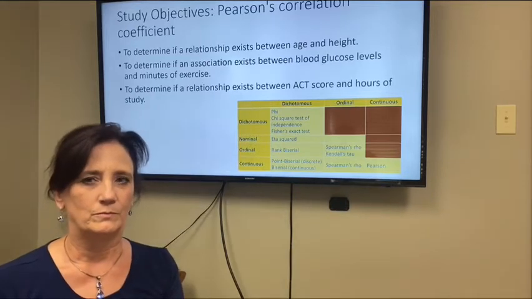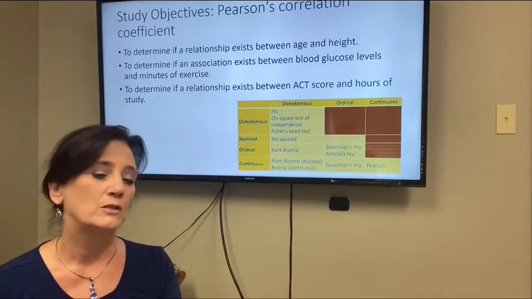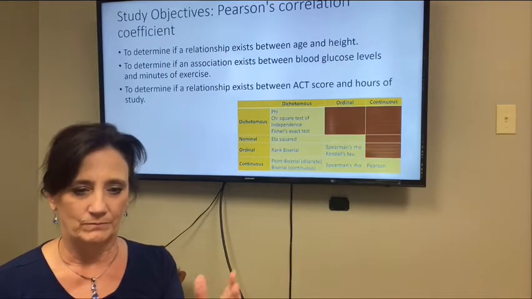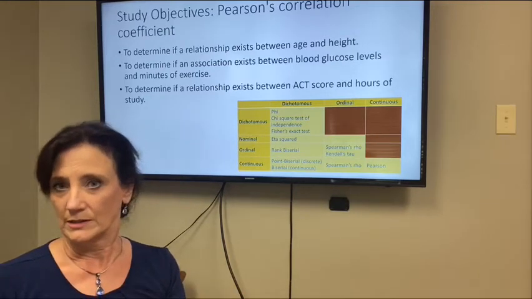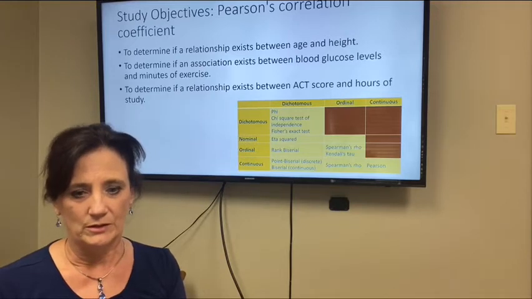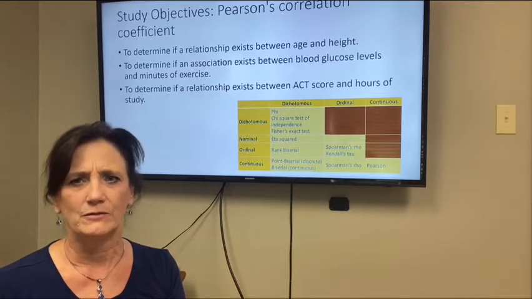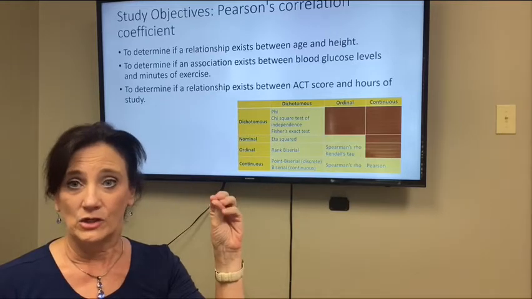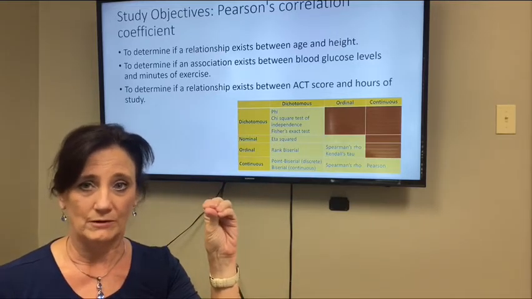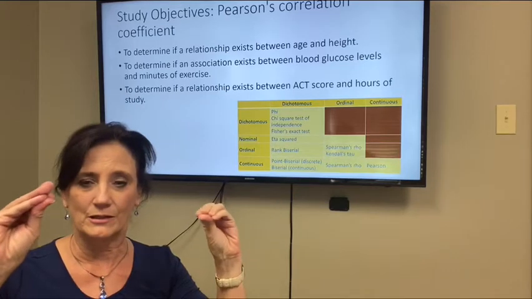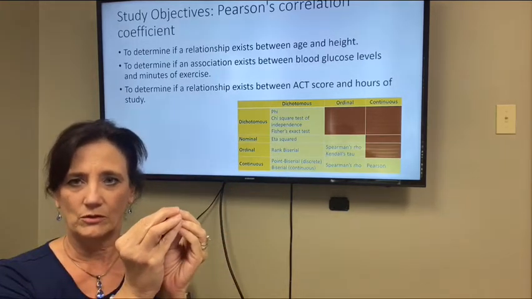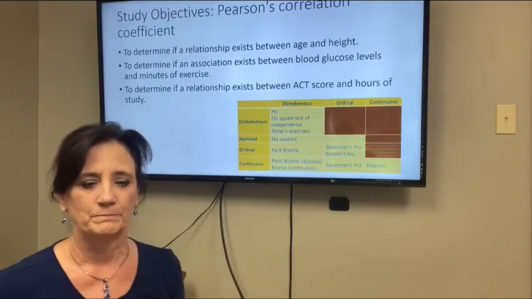Example 1. To determine if a relationship exists between age and height. So you can see we're going to do something with Pearson's r, because that's the title of this slide, right? That tells you immediately that age has been captured as a continuous variable and height is continuous. Two continuous variables. The coefficient you're using is Pearson's.